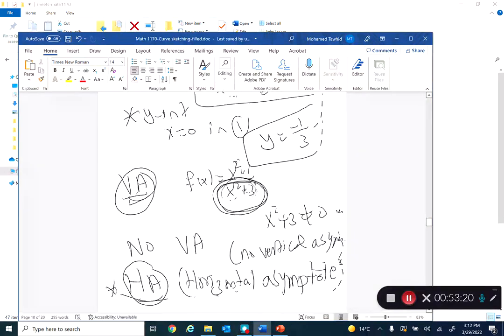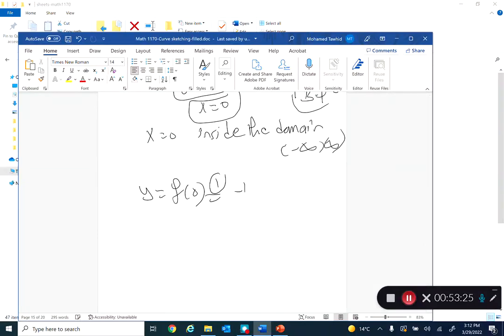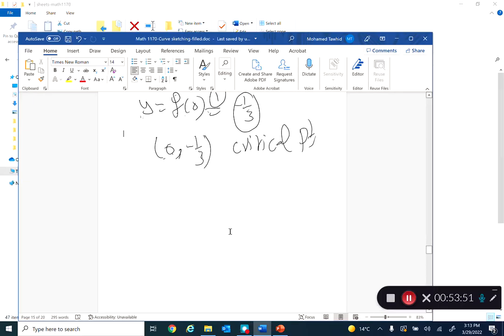-1/3. That is like your y-intercept. So x equals 0, and I got your y is -1/3, okay? So now what is my critical point? 0 and -1/3. That is my critical point or stationary point. When x equals 0, I go back to f to find the corresponding value for y. It turns out to be -1/3.